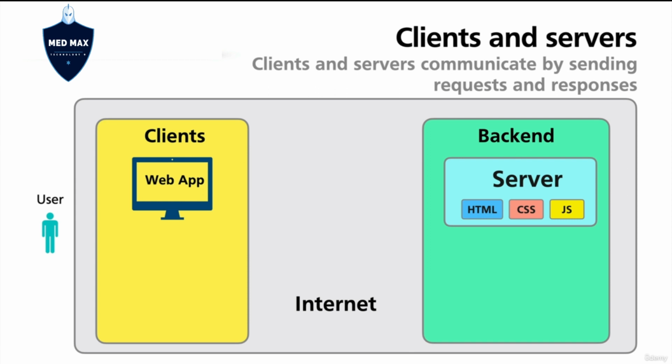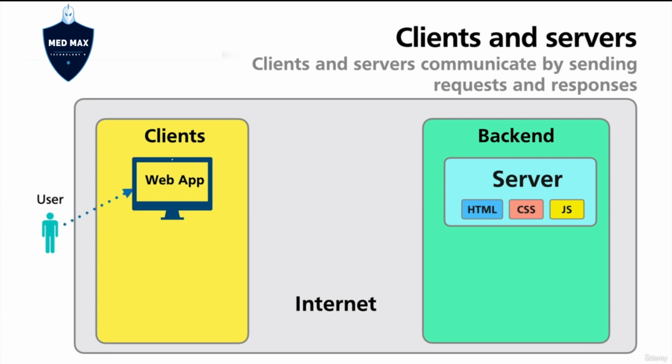And now let's discuss how clients and servers actually communicate with each other. They communicate in the form of requests and responses, and for a single web page, a client application could send multiple requests to the same or different backend servers. Let's examine the lifespan of a single request to the server.